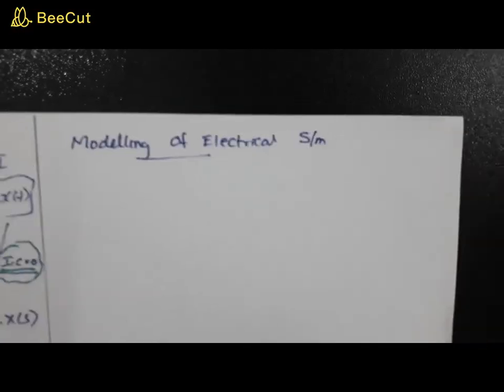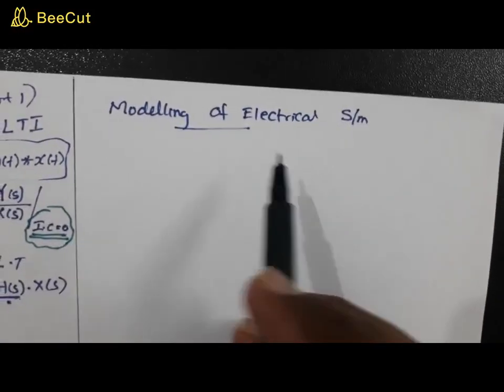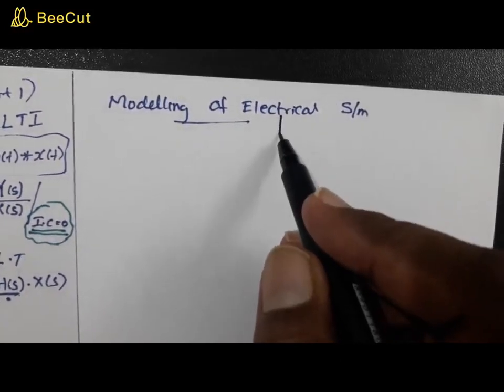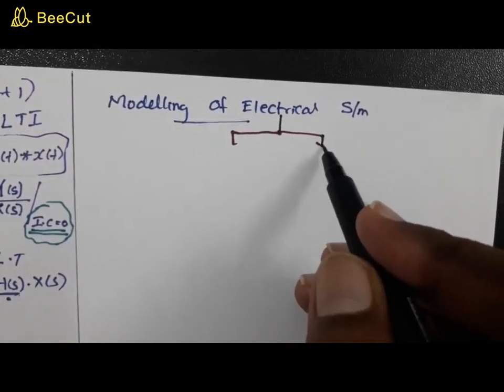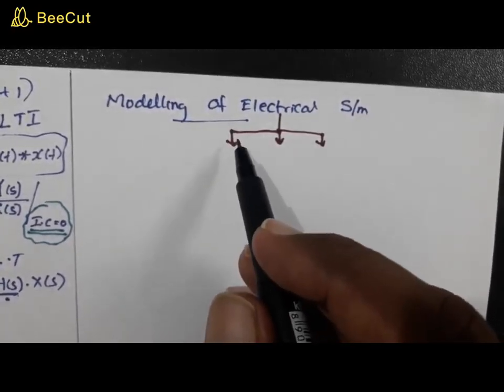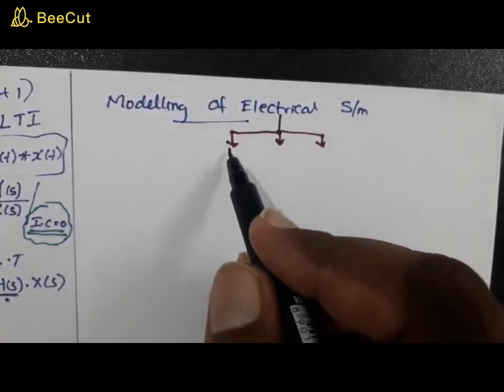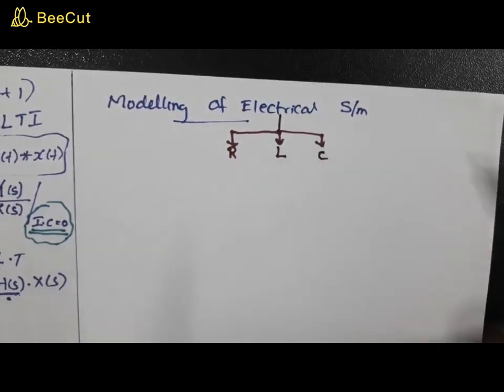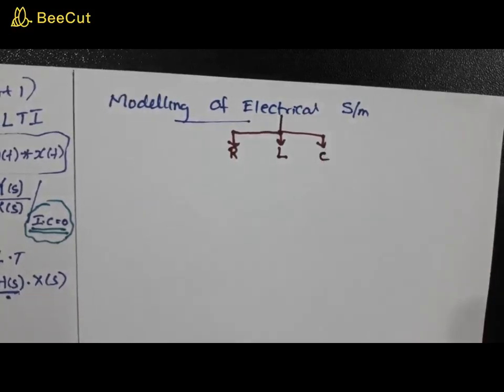Okay, now let's move on to the next topic, which is the modeling of electrical systems. What is basically an electrical system? From your knowledge of network theory, you can understand that electrical networks are basically a combination of resistance, inductance, and capacitance. You can also have active devices like diodes, transistors, and all those things here. But we'll always start from scratch, so let us concentrate on these RLC circuits. So these are all electrical systems.